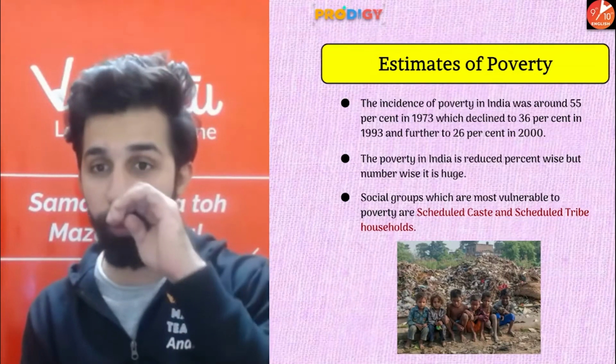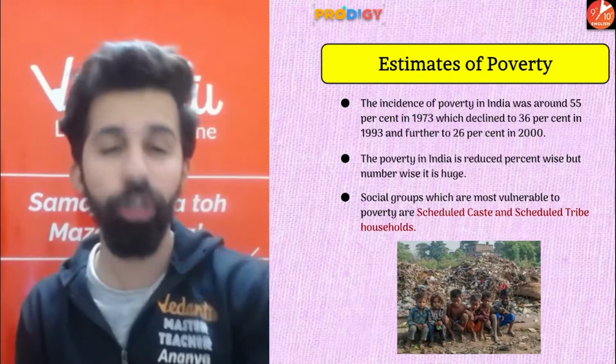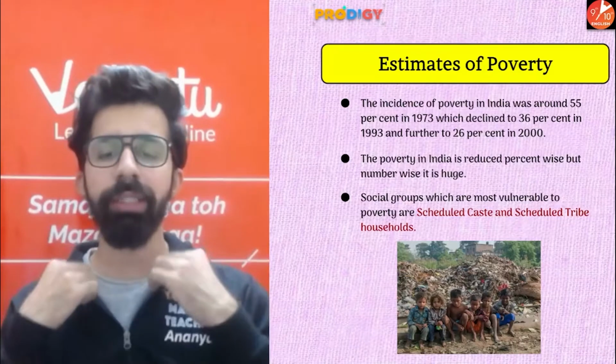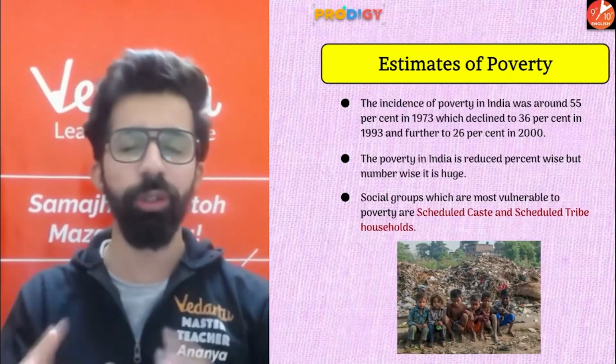And guys, the social groups which are most vulnerable to poverty are scheduled castes and scheduled tribes. Now guys, first of all, let me tell you, this is a one-shot video, guys.